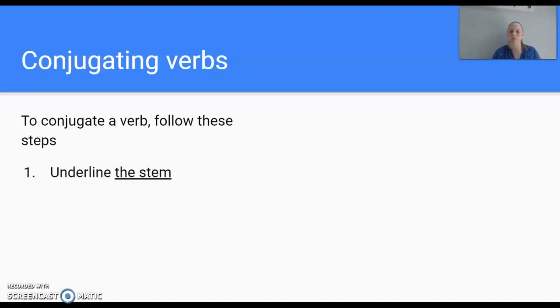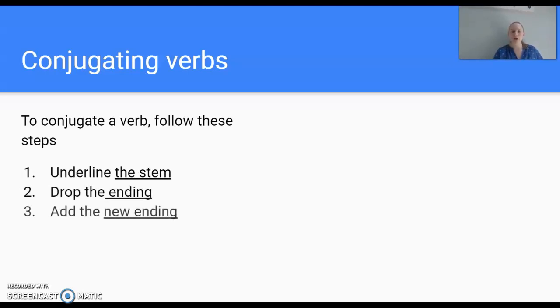You need to underline the stem so you figure out what you're keeping. You need to drop the ending, which is going to be your AR, ER, or IR, and then you're going to add your new ending. And this process is going to be the same no matter what verb you're conjugating or what tense you're conjugating into. It's the same setup.